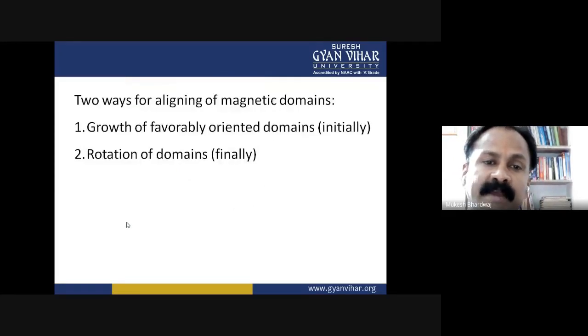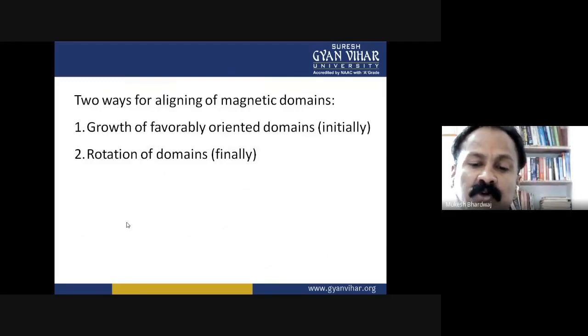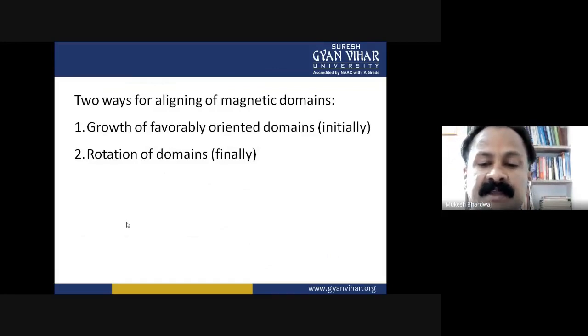Two ways for aligning a material's magnetic domains: growth of favorably oriented domains initially, then the rotation of domains finally. Material used for a transformer core should have low hysteresis losses and high permeability. In this case, a low value of Hc is desirable and is achieved by making the material pure, homogeneous, and well-oriented to facilitate domain wall motion. This gives higher permeability as well as a lower value of Hc.